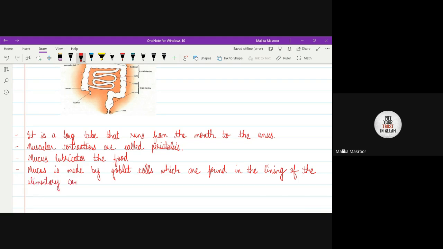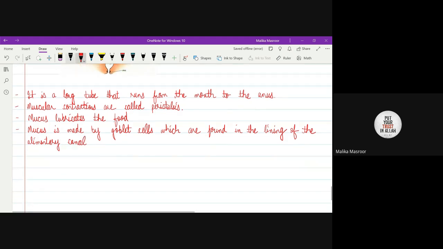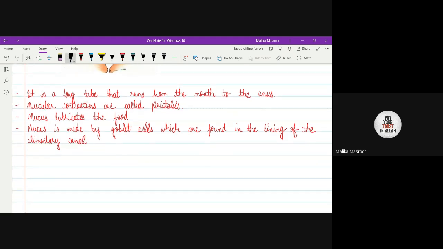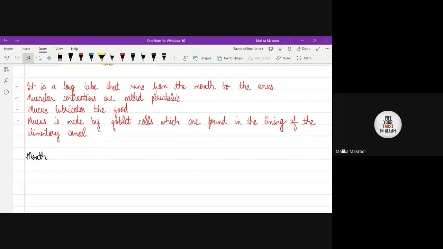Okay, so we start off with the mouth. Food is ingested through the mouth. Ingestion is taking food and drink through your mouth. Teeth then bite or grind the food into smaller pieces, which increases its surface area. Tongue moistens the food with saliva and forms it into a bolus that can be swallowed.